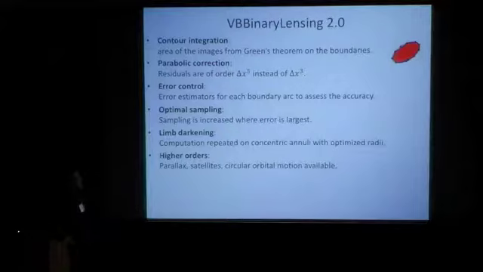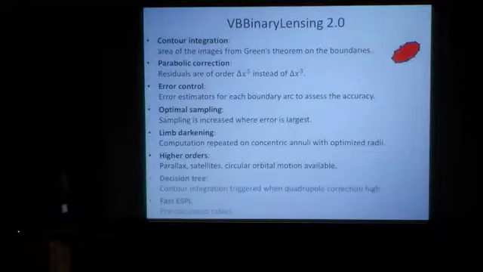The basic calculation is for a uniform source, but you can also obtain limb darkening just by repeating the calculation on concentric annuli. In the current package, you also have the possibility to draw light curves with parallax, satellites, circular orbital motion. And in the latest version, there are also further optimizations.